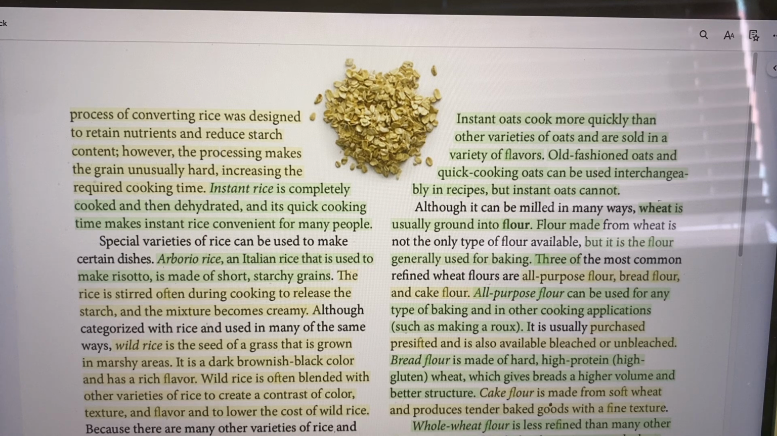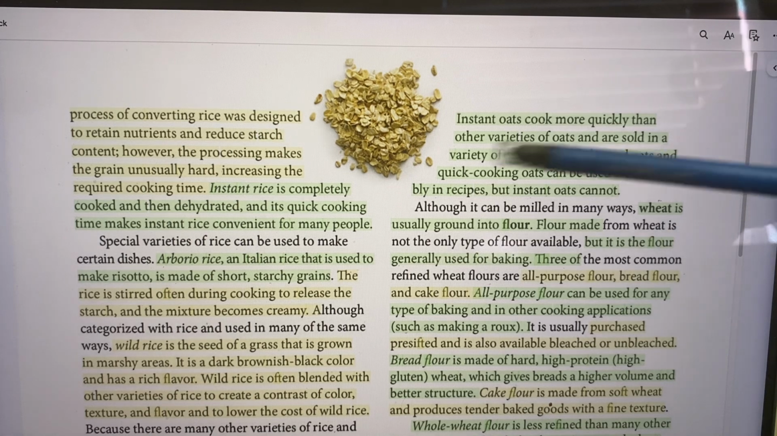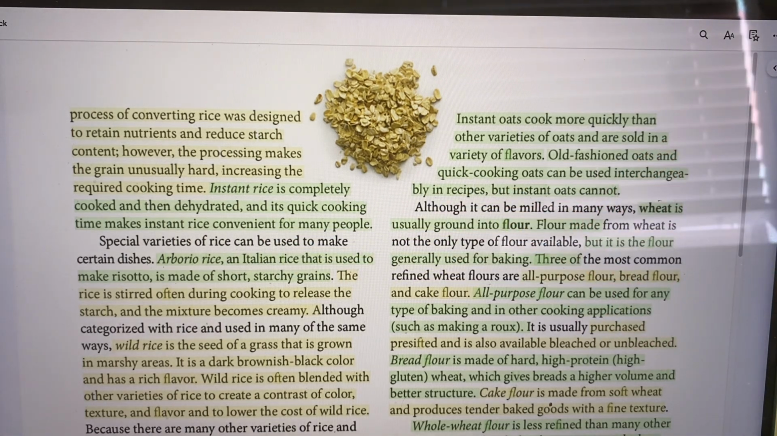See if we can point them out here. So here's one we have. Arborio rice is an Italian rice that is used to make risotto. It's made of short, starchy grains. The rice is stirred often and cooked to release the starch, and then the mixture becomes very creamy. So just arborio rice is Italian rice.